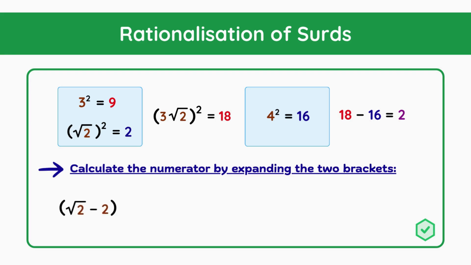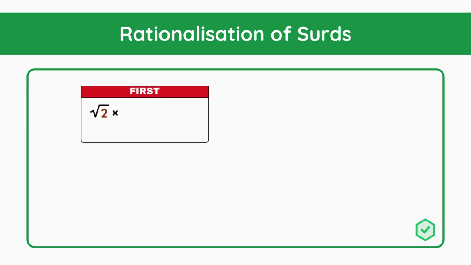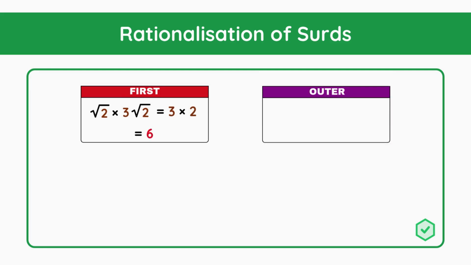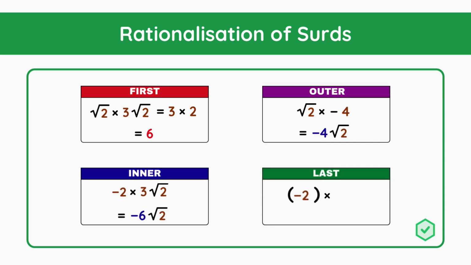Now let me calculate our numerator by expanding. Square root of 2 minus 2 times 3 square root of 2 minus 4. We will expand this using the FOIL method. First, outer, inner, last. First, square root of 2 times 3 square root of 2 equals 3 times 2, which is 6. Outer, square root of 2 times minus 4 is minus 4 square root of 2. Inner, minus 2 times 3 square root of 2 is minus 6 square root of 2. Last, minus 2 times minus 4 is plus 8.